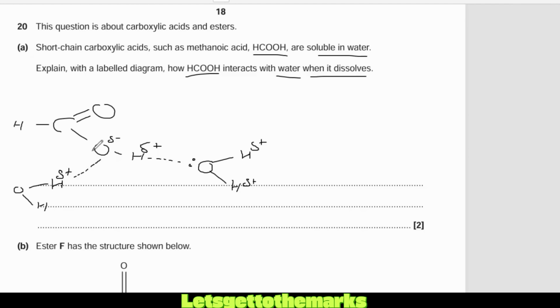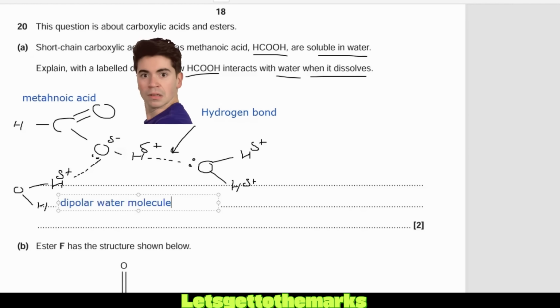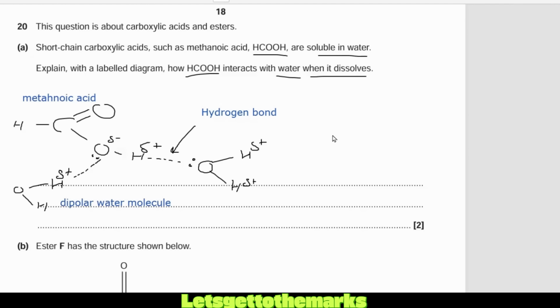And I'm going to do a second water molecule and show a hydrogen bond forming between the oxygen on the hydroxy of the carboxylic acid and the delta positive hydrogen on the second water molecule. So I'm just showing you two hydrogen bonds. I'm going to label these as hydrogen bonds and then label these as methanoic acid, although I've said methanoic acid. Dipolar water molecule. All right.